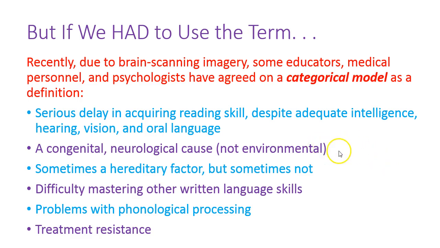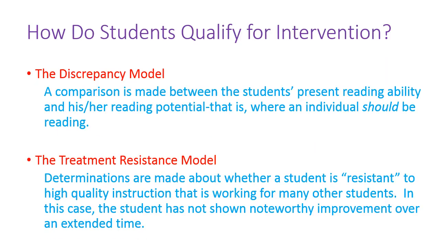Hopefully you notice that it's this one, a congenital neurological cause, not environmental, because as we said, our garden variety poor readers, their reading difficulties are environmental in nature. However, the other factors can be exactly the same. And as the video claimed, we are going to work with these students pretty much the same no matter what we decide to call them. Okay, so regardless of what we call them, we know that we want to help them.